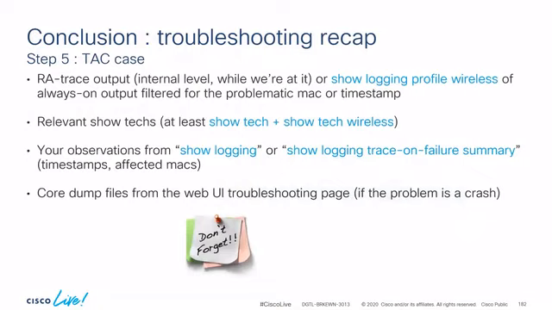If the RA-trace output has all been collected and if you need to engage TAC, a few other data points that would be helpful are getting an RA-trace internal level, since it's just a show command to run, and the show techs that apply for the use case you're troubleshooting. Also, your own observations. How are you seeing the symptom? The frequency at which you're seeing the symptom. How are the users experiencing the problem? Details of that along with the trace on failure summary, specific timestamps where the problems were seen, and the specific MAC addresses or the kind of devices that have seen the problem. And in case of a crash, obviously the core dump. With all this data, the TAC case resolution should go much faster.